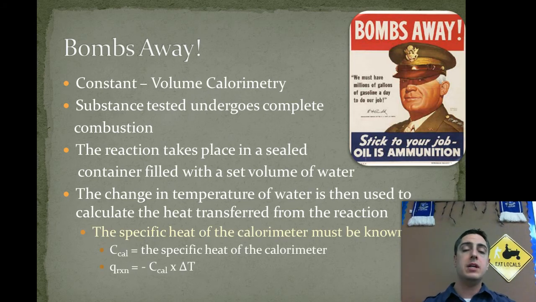The one thing with bomb calorimeters is you have to know the specific heat of the calorimeter to be able to use it. So we get this thing called the big C_cal, which is the specific heat of the calorimeter. So you have to change the formula a little bit. The Q of the reaction now is equal to negative C_cal times delta T. That's because you have to account for the fact that the calorimeter itself is going to absorb some of that heat energy, and you account for that with the specific heat.